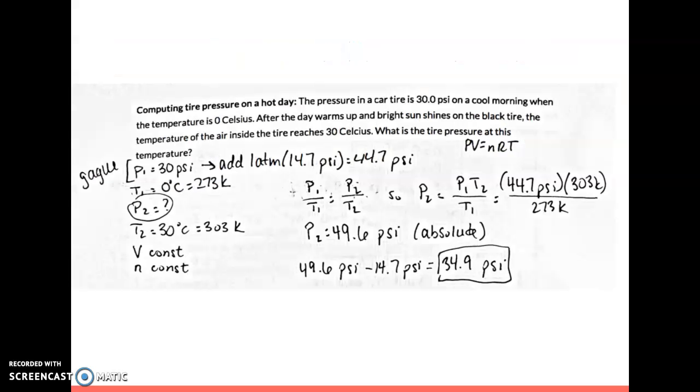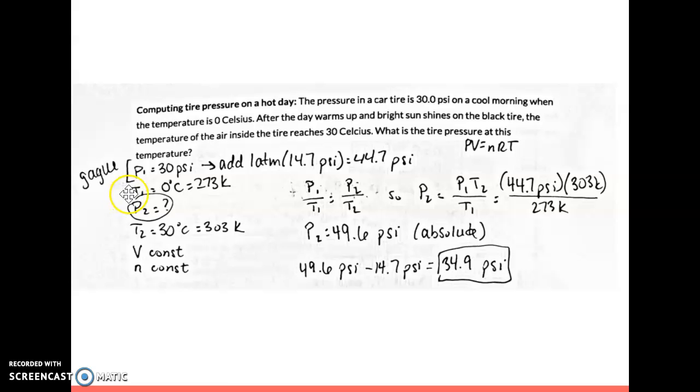All right, so first listing what we know. We know our initial pressure. I'm going to call all my initials with subscript 1 and my finals with subscript 2. So my initial pressure is 30 psi. Now something to note here, when you're measuring pressure in a tire, that's going to be gauge pressure. So I'm going to convert that to absolute pressure by adding 1 atm, which is 14.7 psi, giving me a total value of 44.7 psi.